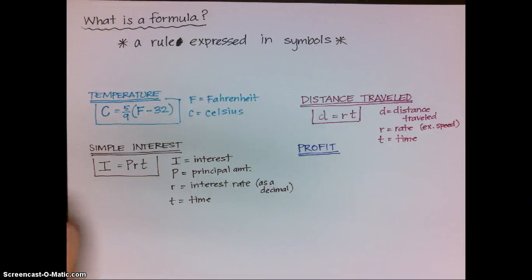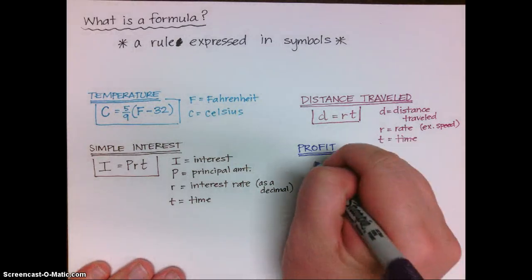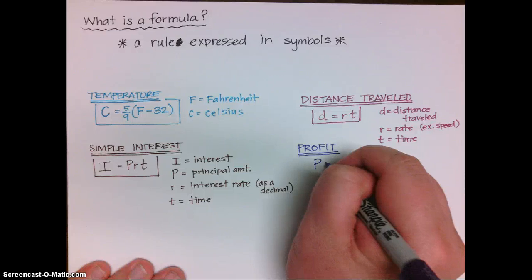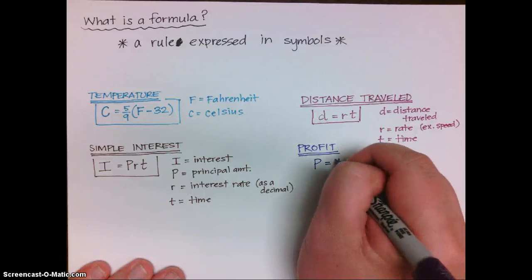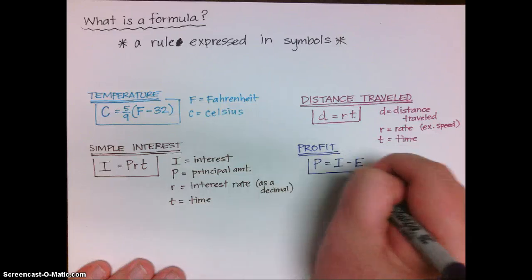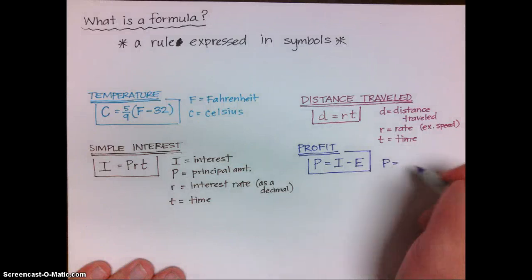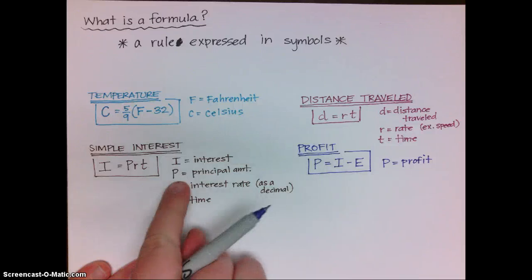The final formula that I'm going to give you is profit. If you're asked, how much profit did I make on something? It's going to be this formula. Capital P equals capital I minus capital E. Looks like pi. Where this time, capital P stands for profit. Okay, not to be confused with the capital P over here for principal.